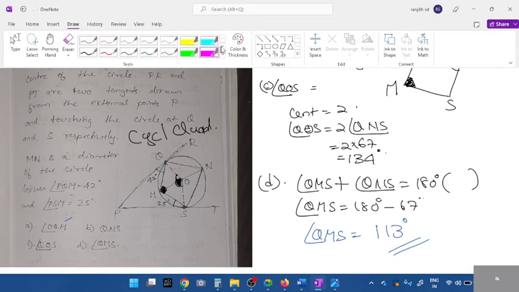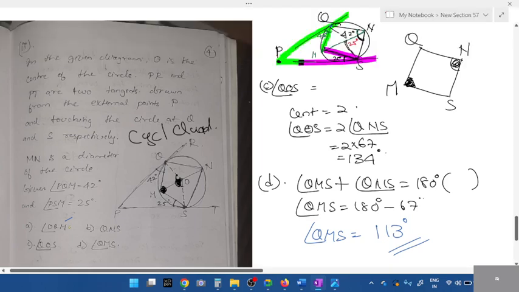I'll write the values. Practice it later, students. 42 degrees, 25 degrees. QNS we got 67. QOS is 134 degrees. QMS is 113 degrees. 4 questions, 4 marks. Maximum difficulty question. Cyclic quadrilateral and tangent put together.